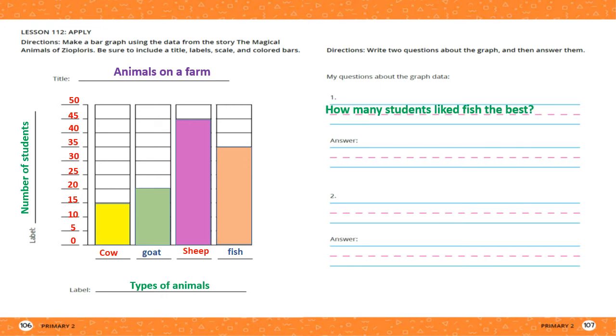The first one, how many students like fish the best? Go to the fish bar, you will find that there is 35. Okay, 35 students. The next one, how many people like cow and sheep? Here we have 15 for cow and 45 for sheep. So we will write 15 plus 45 equals 60. 60 what? 60 students. Don't forget to write the word students.